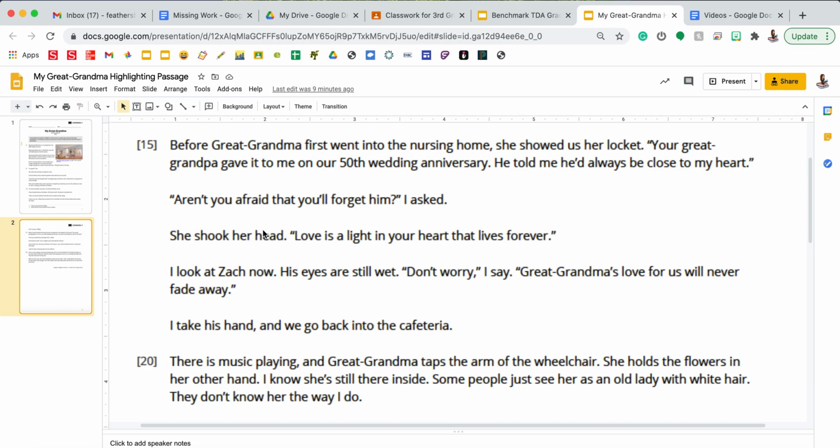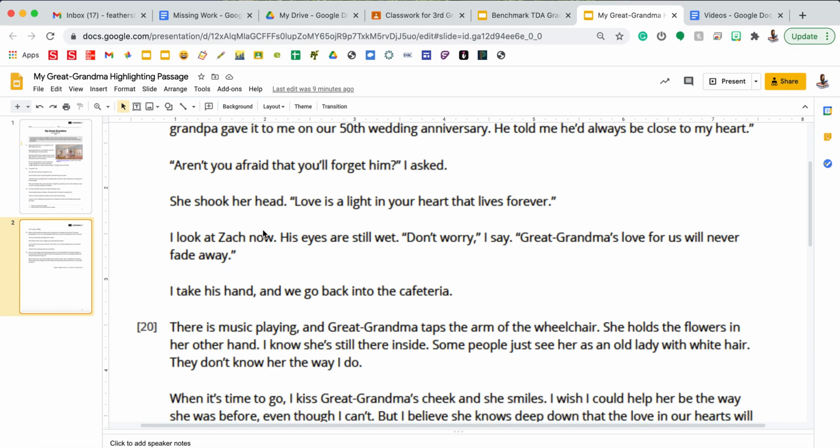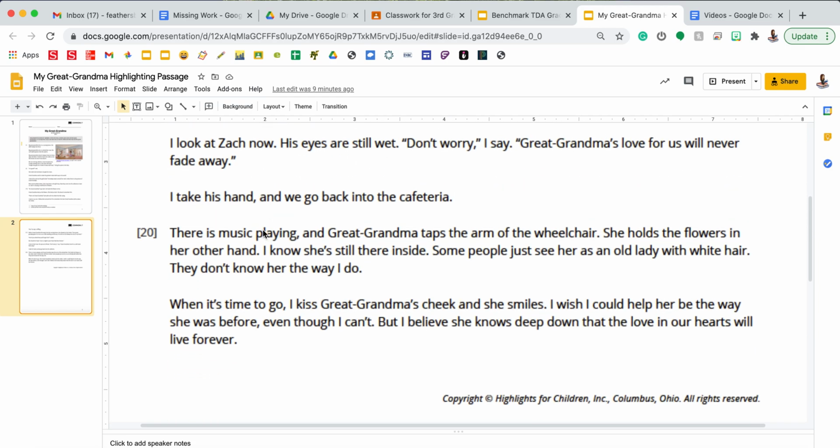I look at Zach now. His eyes are still wet. "Don't worry," I say. "Great Grandma's love for us will never fade away." I take his hand and we go back into the cafeteria. There is music playing and Great Grandma taps the arm of the wheelchair. She holds the flowers in her other hand.